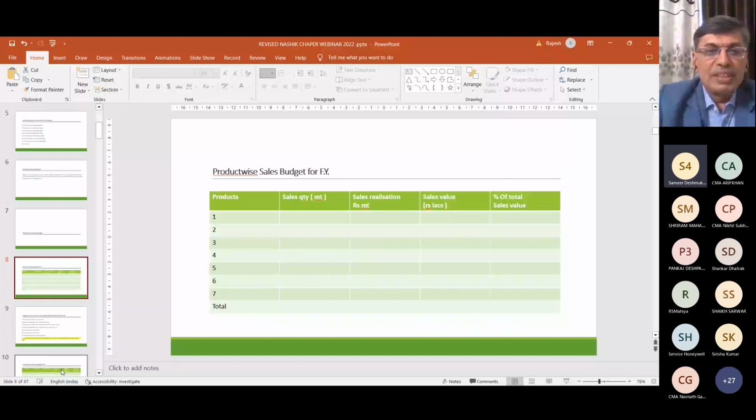Now the operating budget will start, naturally, with the sales budget. The sales budget will define the top line for the management, and the entire supply chain management function will follow the sales budget. Here sales quantity will be defined, sales realization will be defined, and it will give a result in sales value, and what product contributes how much to total sales value will also be known to the management. We may say it is an ABC category.